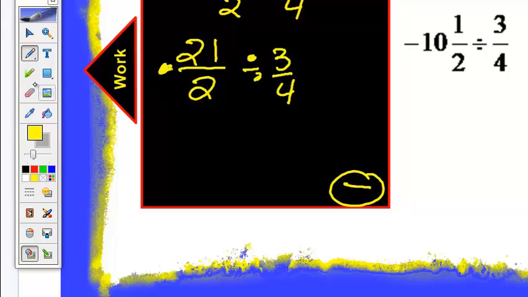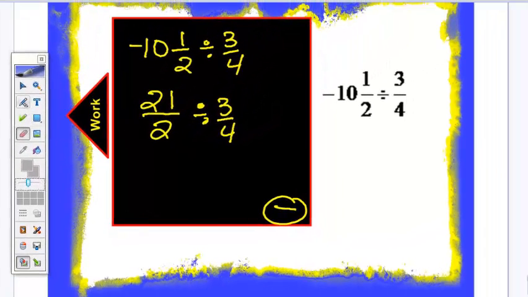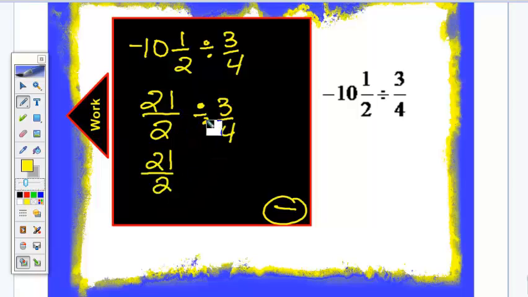Now let's ignore this guy. Alright, so 21 over 2 stays the same. Division turns to times, and we get the reciprocal of the second fraction, which will turn into 4 over 3. Now let's see if we can simplify before we move on. 2 and 4, 2 cancels. 4 turns into a 2. 21 and 3, 3 cancels, and 21 turns into 7.